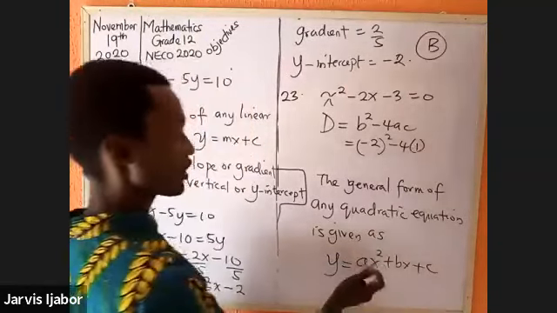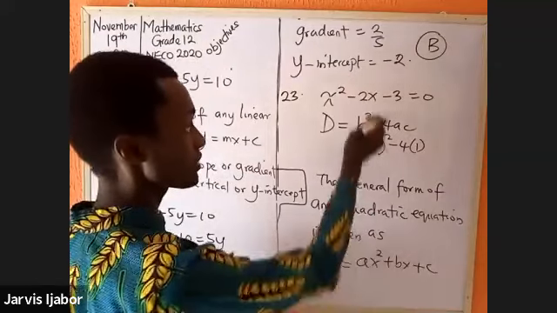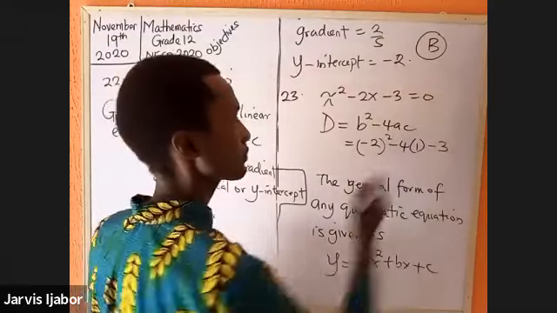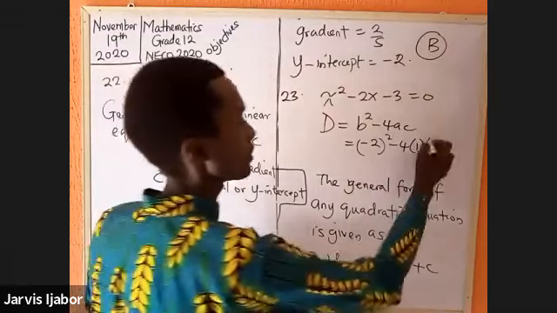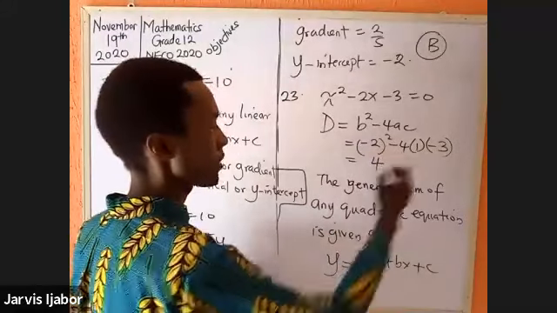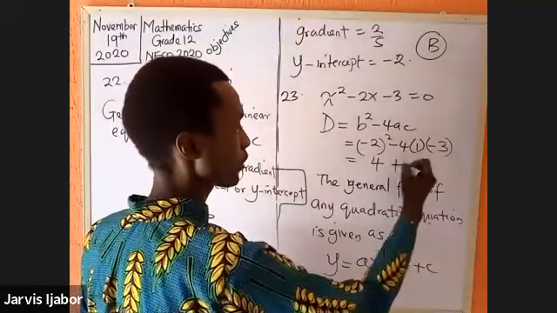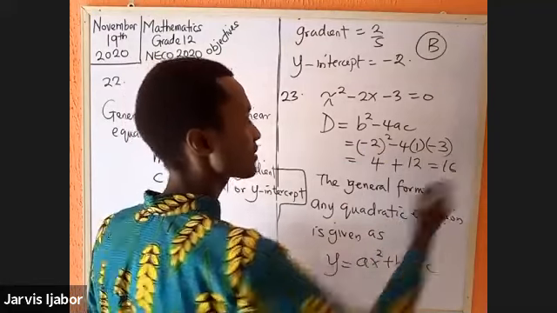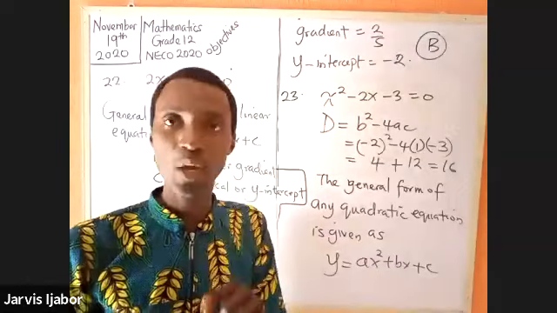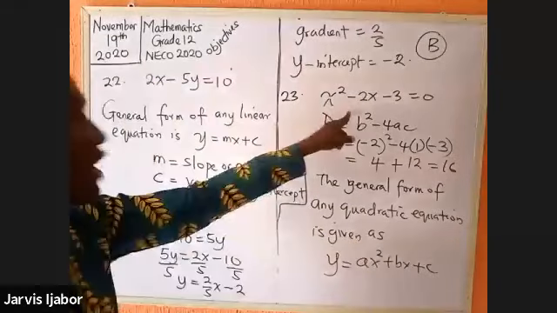1 is the coefficient of this. What is B in this context? -2. What is C in this context? -3. I see that multiplied, so this will give me what? 4 times minus 3, minus times minus plus 12, and that's 16. 16 is a perfect square. And the fact that you have gotten a perfect square would mean that you can factorize this expression.